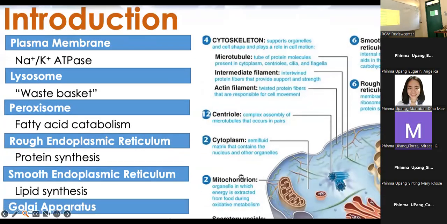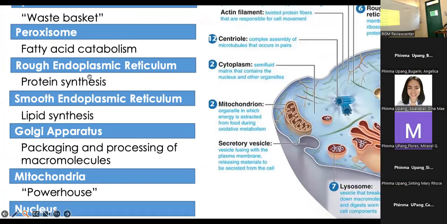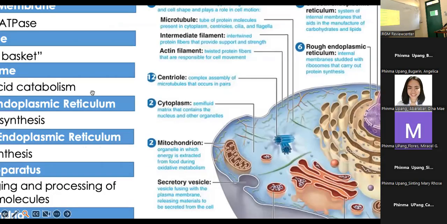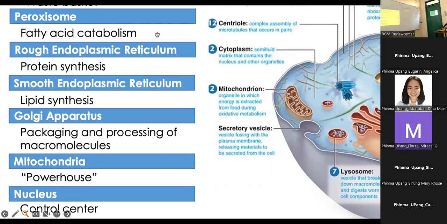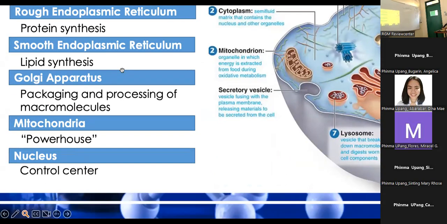So, puntahan natin yung mga functions nila. So, in your plasma membrane, of course, you have the transport proteins. And you have the sodium potassium ATPase, for example. The one that is responsible for the transfer of nutrients in the cell. The lysosome is the waste basket kasi nga, it contains the lytic enzymes. The peroxisome is for fatty acid catabolism kasi peroxides are produced during fatty acid catabolism. You have your rough and your smooth endoplasmic reticulum, which are responsible for protein and lipid synthesis respectively. Then the Golgi apparatus for packaging and processing of macromolecules, including glycosylation of proteins.